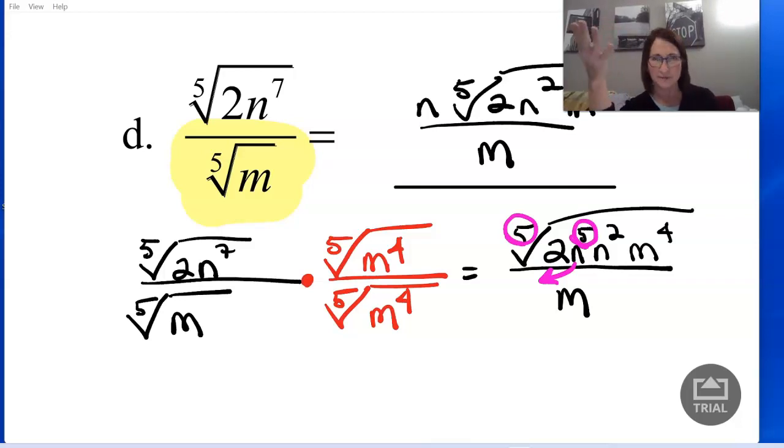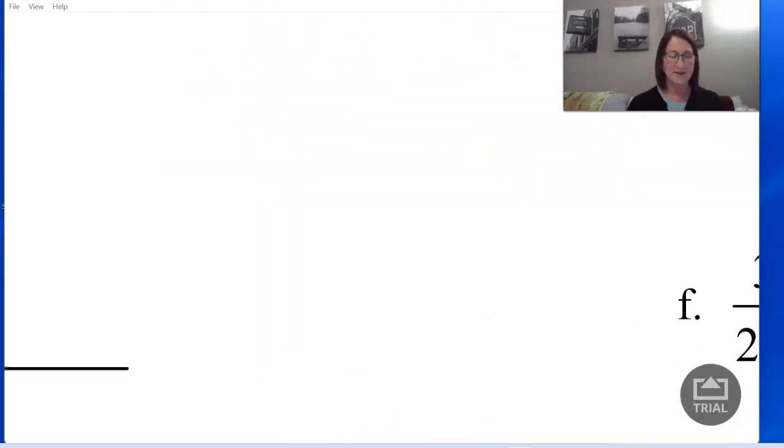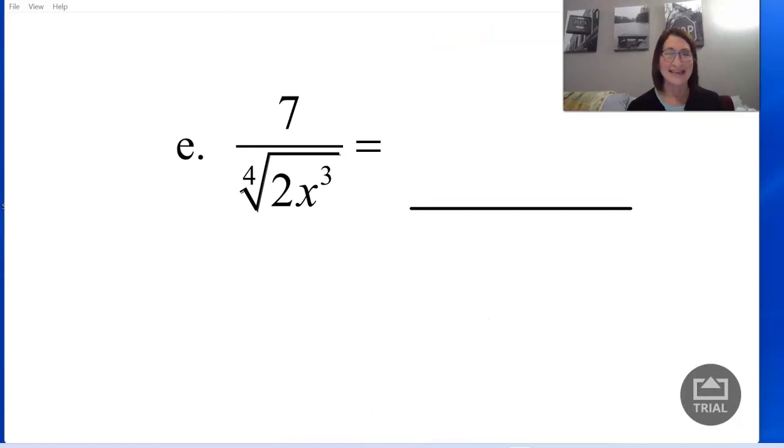So it's okay. You've probably observed that I am fine with having radicals in the numerator. That's all right. You just can't have them in the denominator in order for it to be considered simplified. All right, let's go ahead and look at E.